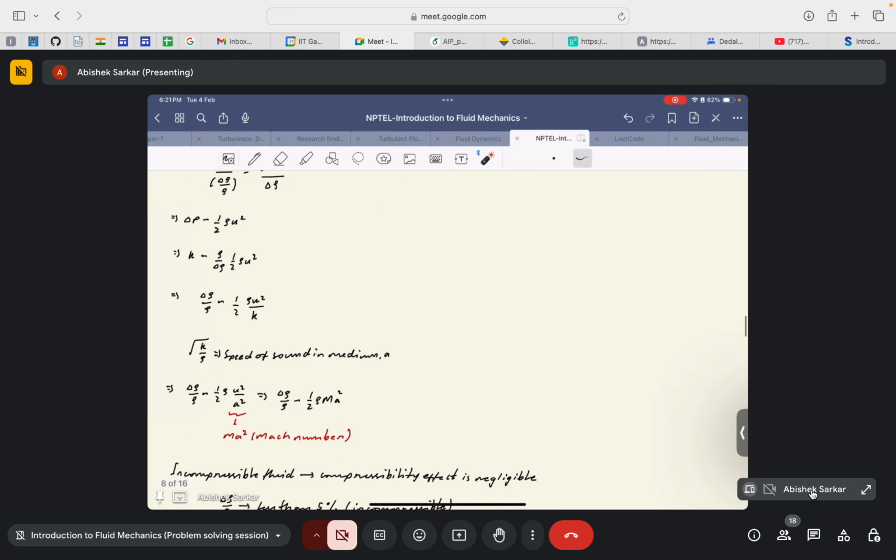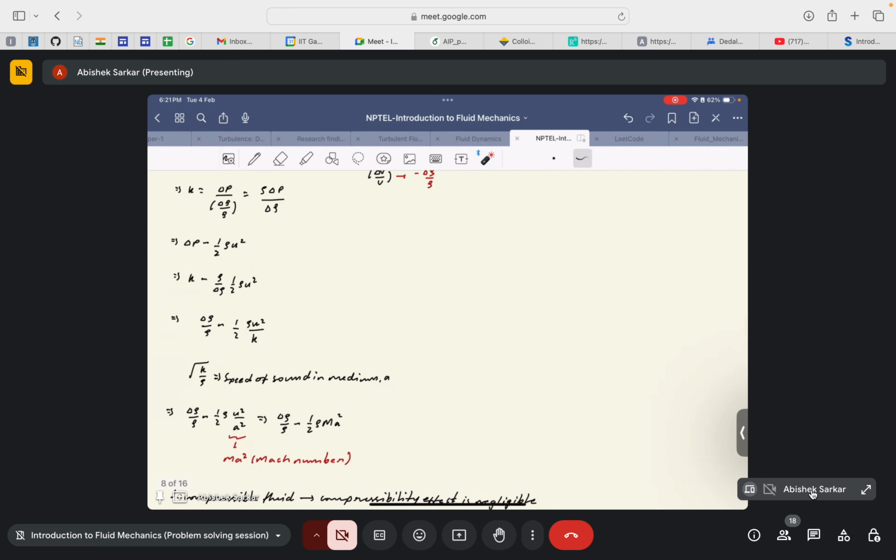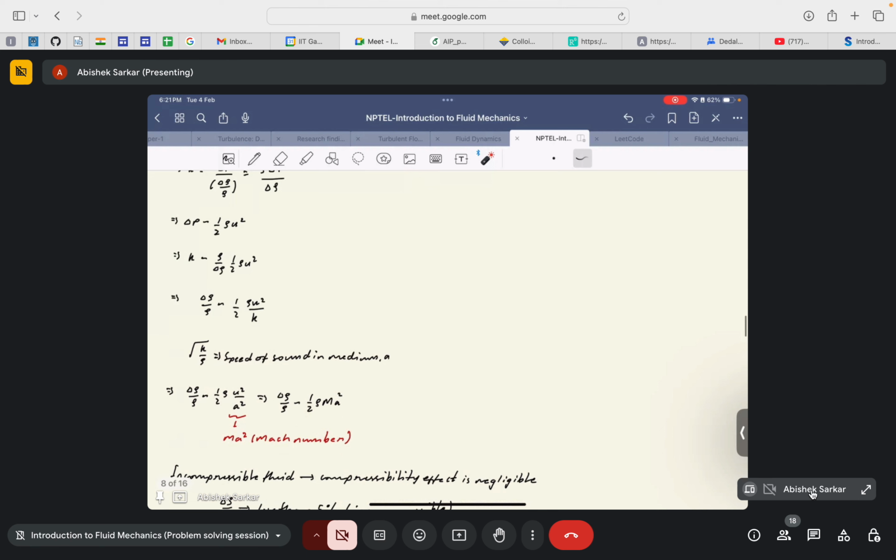Then if we substitute this delta P in this expression, we get the bulk modulus K varies as rho by delta rho into half rho u square. Then just rearrange these terms, and you will get that delta rho by rho varies as half rho u square by K.